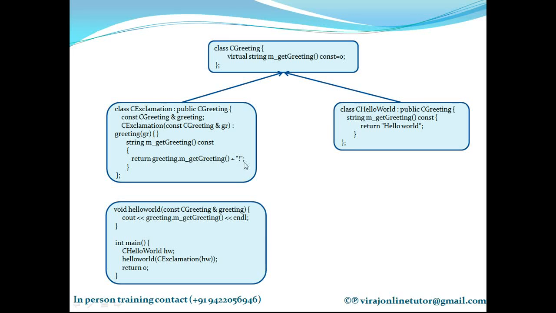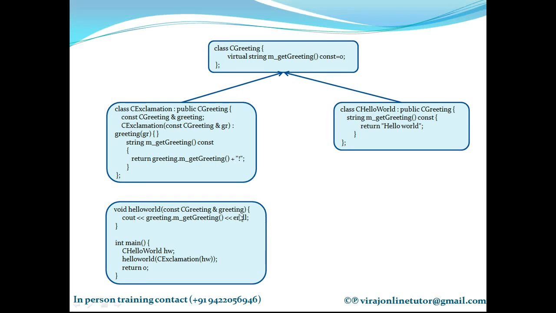So this extra is something that is adding the behavior at runtime. I am adding an exclamation sign to a greeting, getGreeting, at runtime. So adding this exclamation sign is something that I am doing at runtime. It's an added behavior. Very simple example, right?